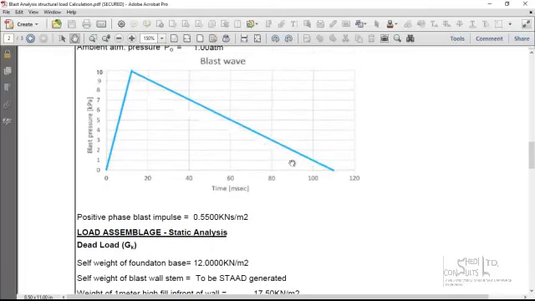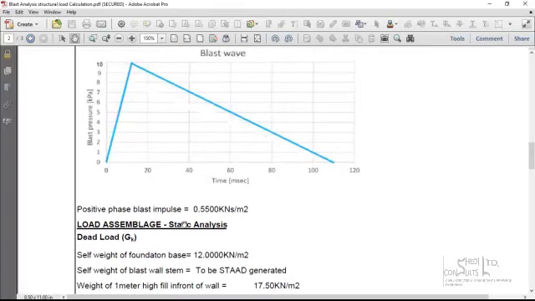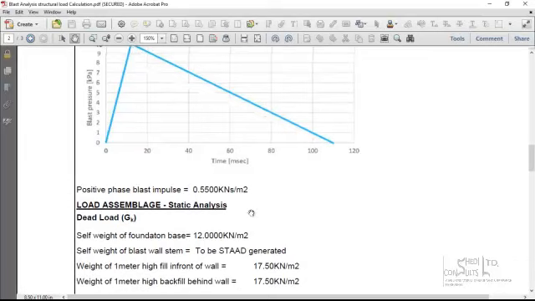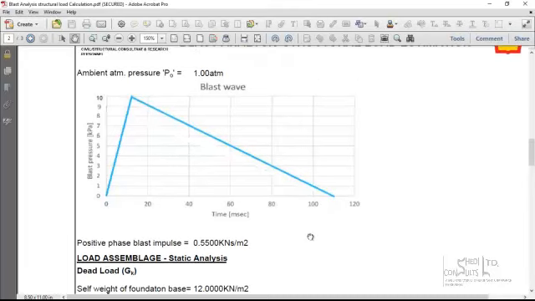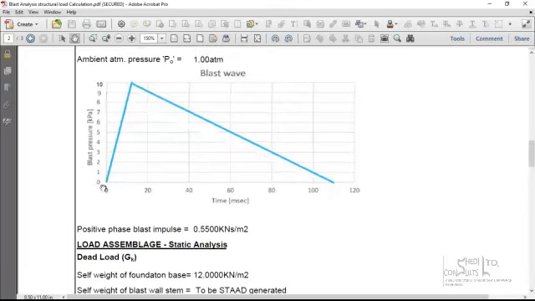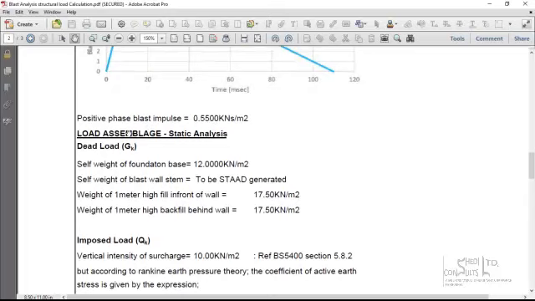So you have the positive phase, you also have the negative phase. The negative phase is not considered in the analysis. The positive phase of the pressure time curve is taken as the area under this. If you calculate the area under this, you get 0.55 kilonewton second bar meter square. That's what we refer to as the impulse. That's the area under this curve. So it's taken by getting the area under this expression. So this is the load analysis.